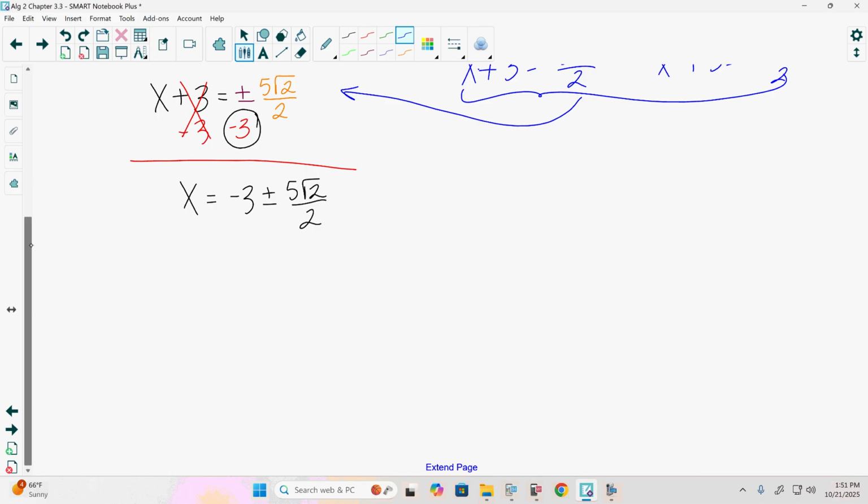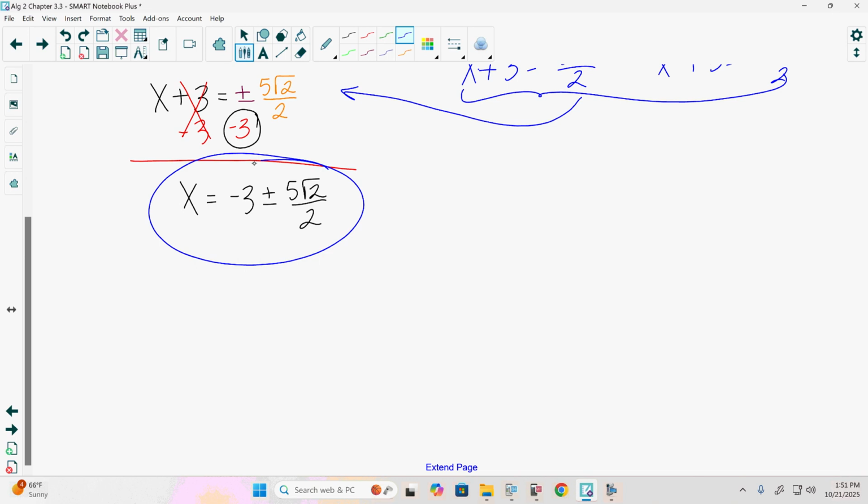Now, before we can say we're finished with this, are negative 3 and 5 square roots of 2 over 2 like terms? No, because one of them has a radical, the other doesn't. They don't have like terms. We cannot combine them. We cannot simplify them. That is the final answer. We leave it like this because, since they're not like terms, we can't add or subtract. If they are like terms, we're going to add them, subtract them, simplify.